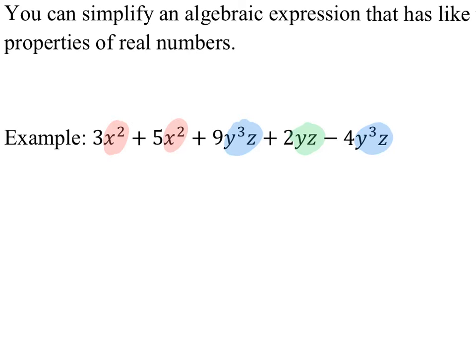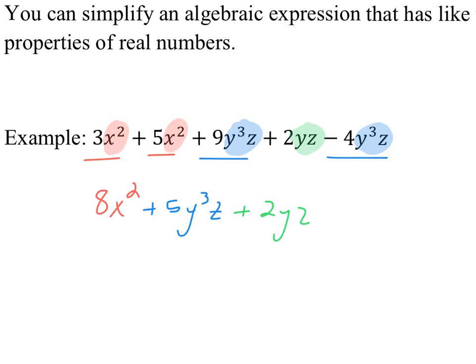So in red, I can combine 3x squared and 5x squared. That gives me 8x squared. In blue, I have a positive 9y to the third z and a negative 4. Positive 9 and negative 4 is a positive 5y to the third z. And the only thing in green is our plus 2yz. And there it is. Simplifying, very easy. You've done that before.